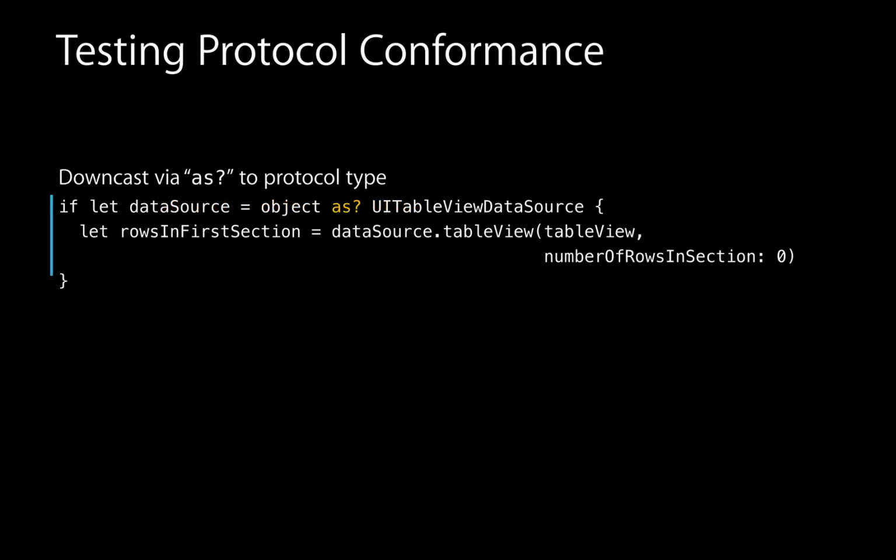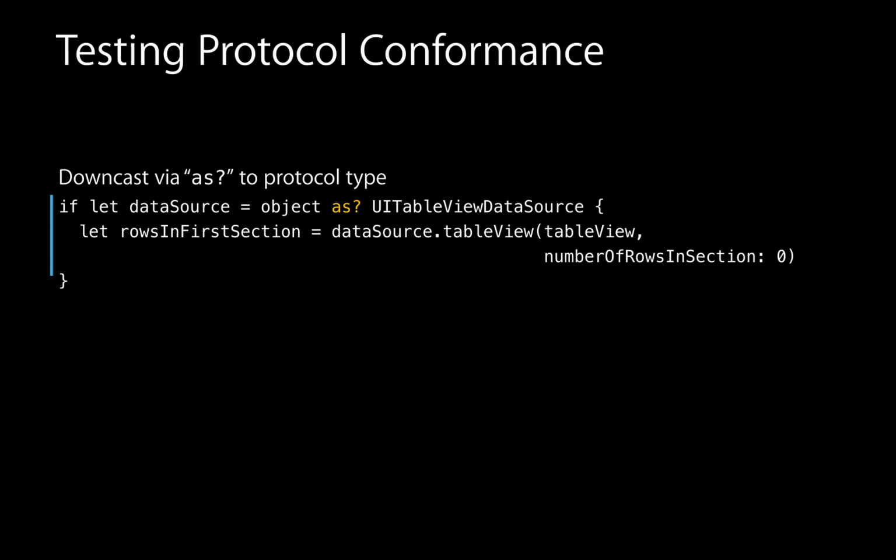Now, one of the things we do with protocol conformance is we have an object of unknown type, and we want to determine, does it conform to the protocol? This is the conforms to protocol check in the Objective-C runtime. In Swift, we do this same thing with the conditional downcast operator. So we can just ask, is my object a UI table view data source? Conforms to protocol check happens in the runtime, captures the result in an optional. Here we can easily do that, call one of the methods, and compute the number of rows in the first section of this table view data source.